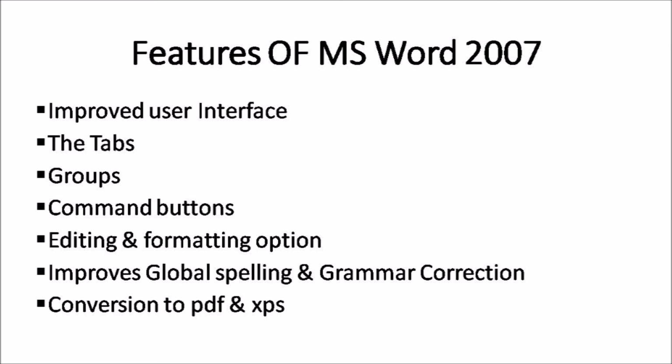Next, editing and formatting options are also available. The next feature is improved global spelling and grammar correction. Conversion to PDF and other formats is available in Word 2007.